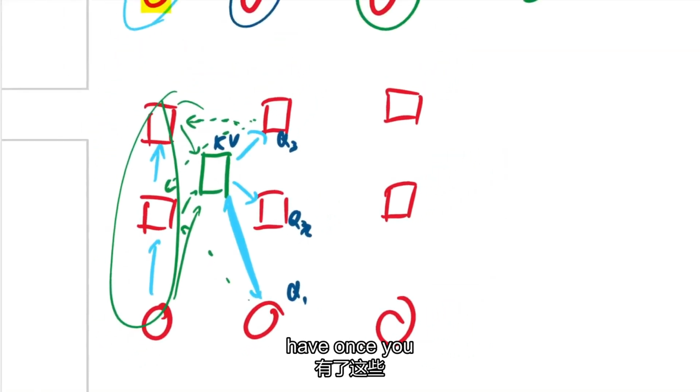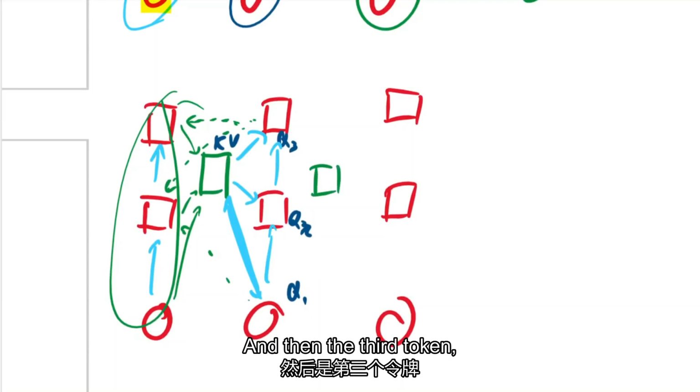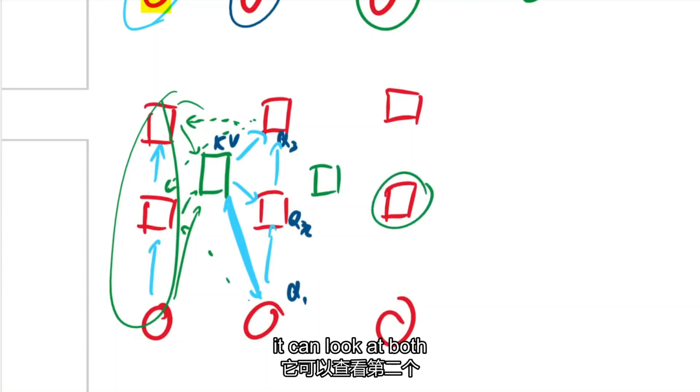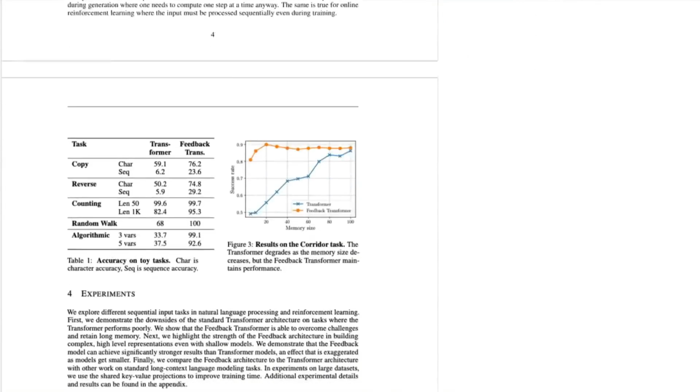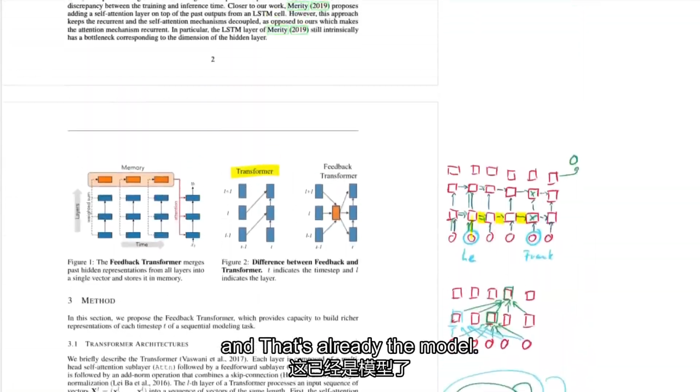And then once you have those, you also build a memory from the second token, and then the third token can look at both the memory of the second token and the memory of the first token. So you still have that transformer long-range information pass, but now you have sort of a summary, these memory blocks right here within each layer. And that's exactly what we see in the diagram right here, and that's already the model.